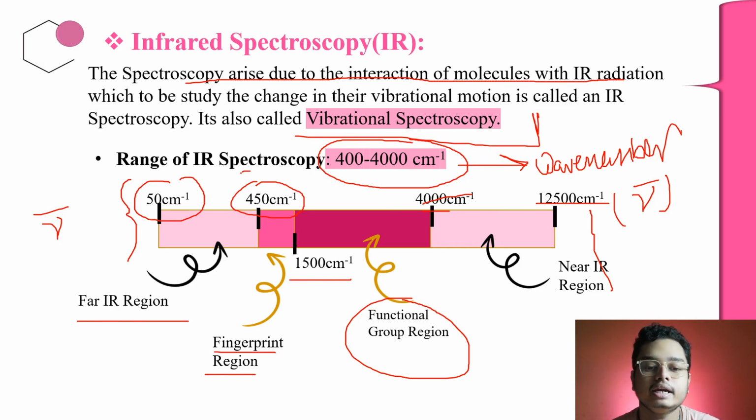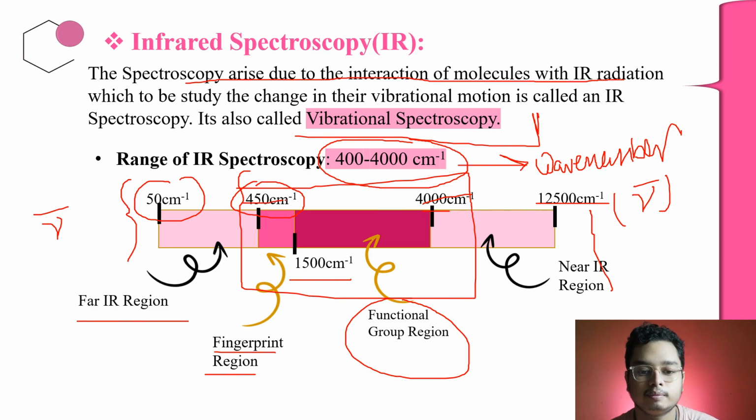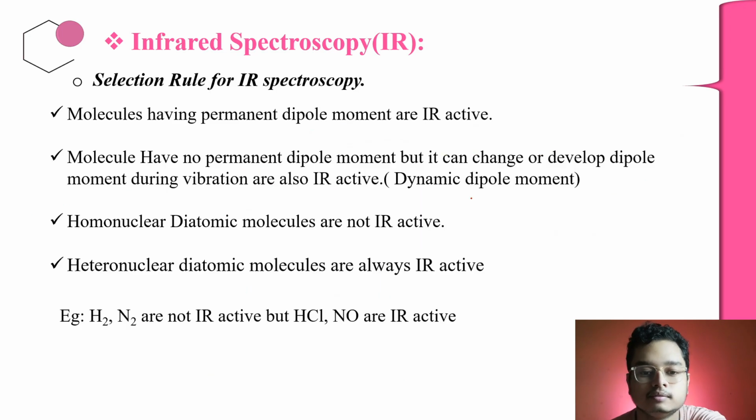So the main highlighting point for the IR spectroscopy range is 450 centimeter inverse to 4000 centimeter inverse. Usually, if you see any IR spectrum, you can see that the range is determined between 400 and 4000 centimeter inverse. This is the most important part.